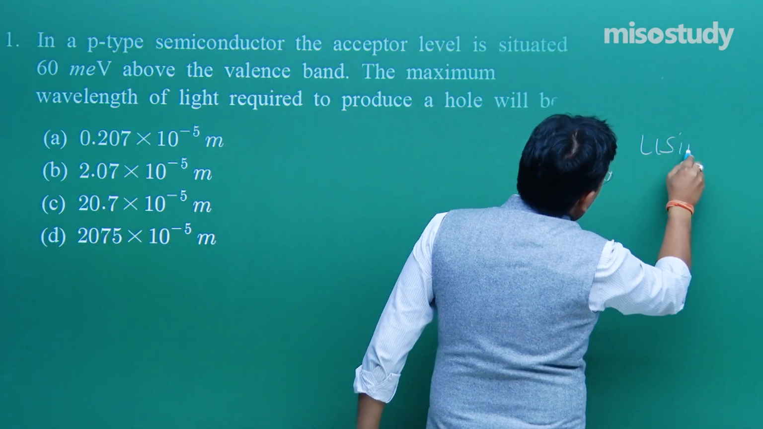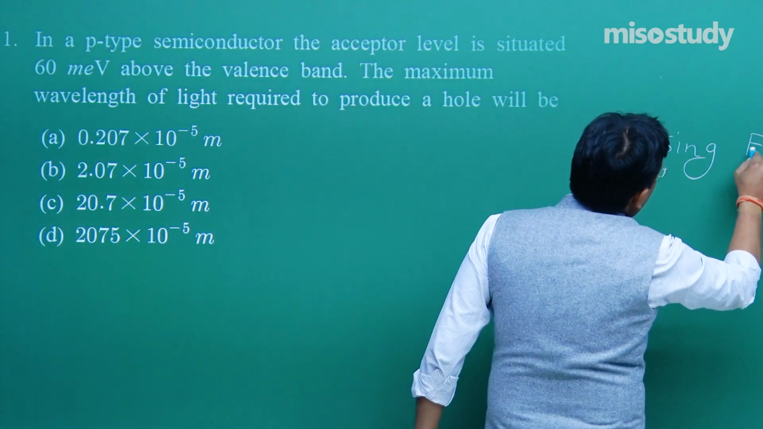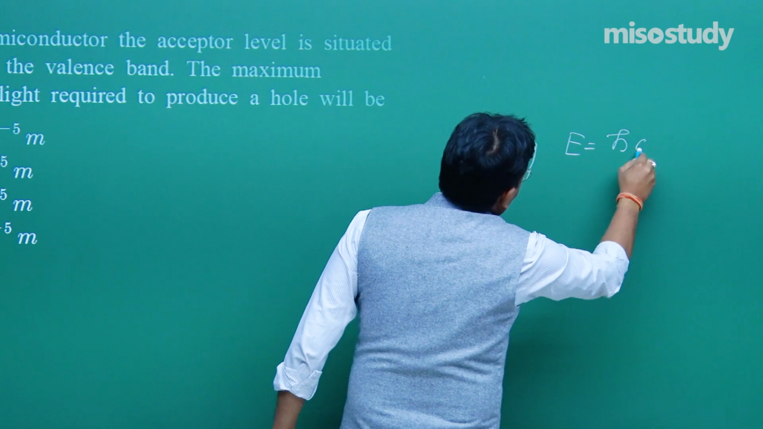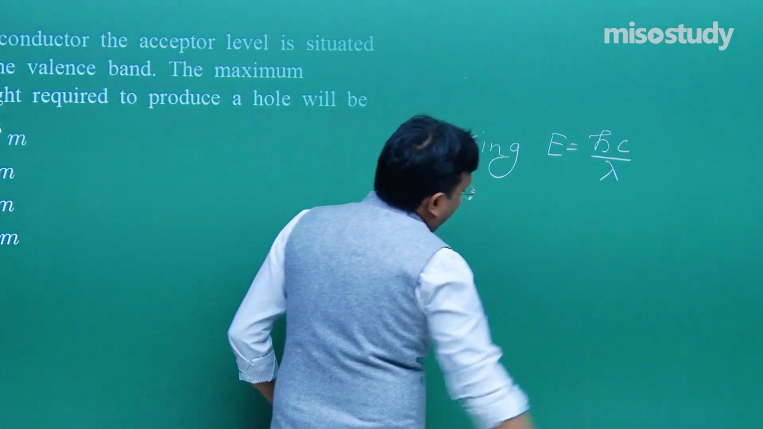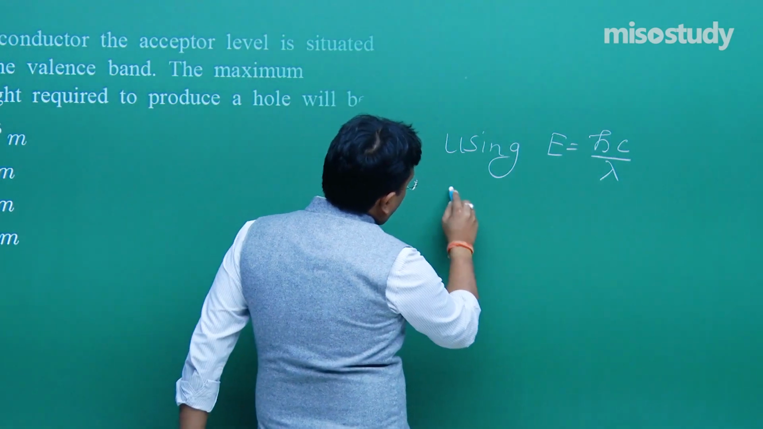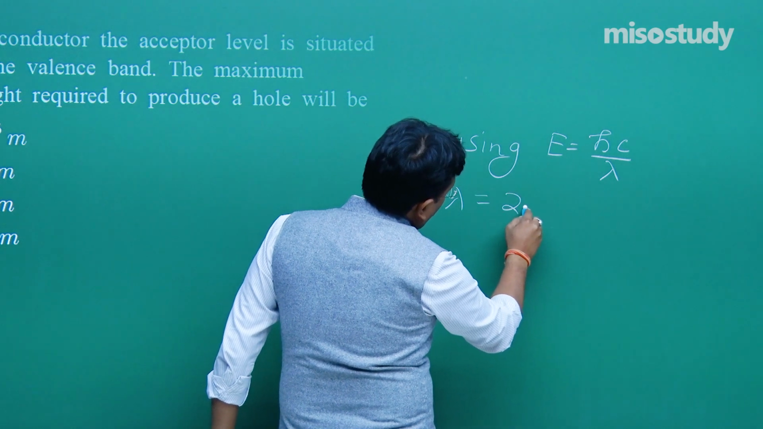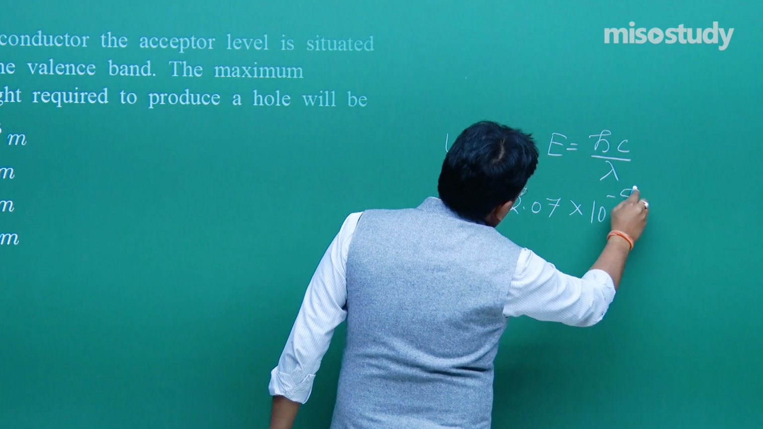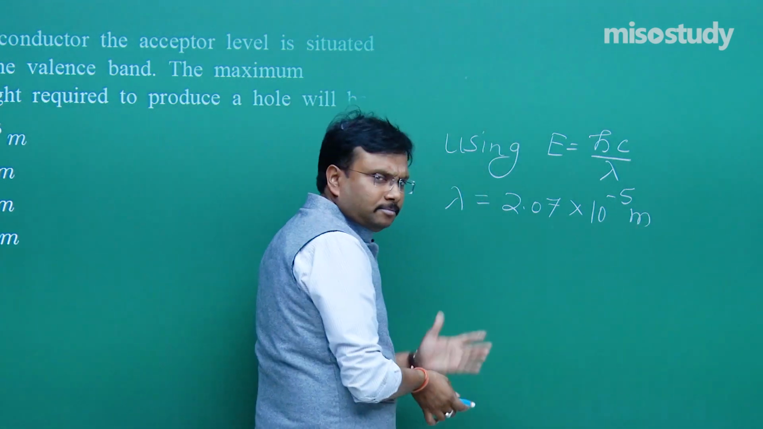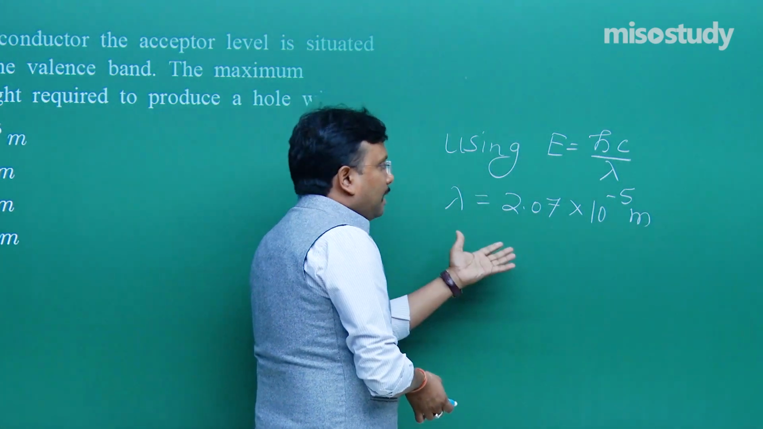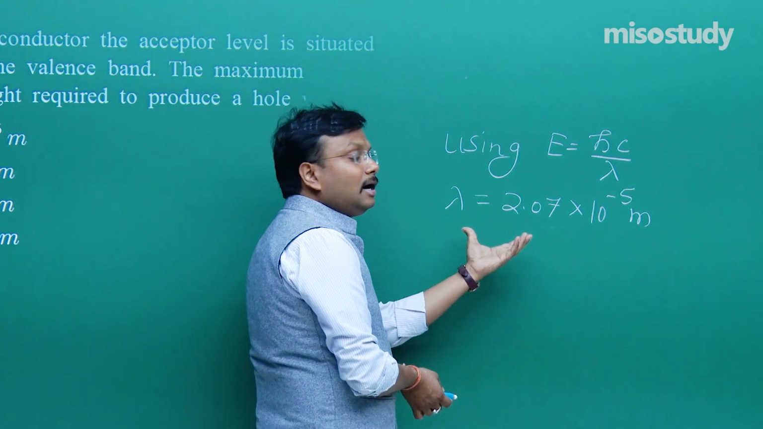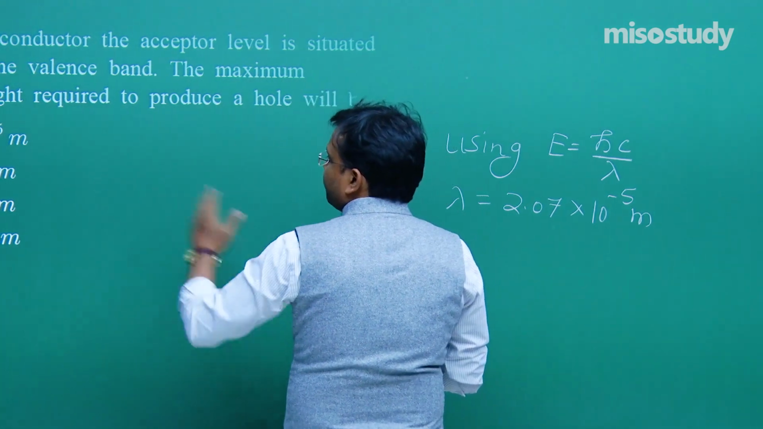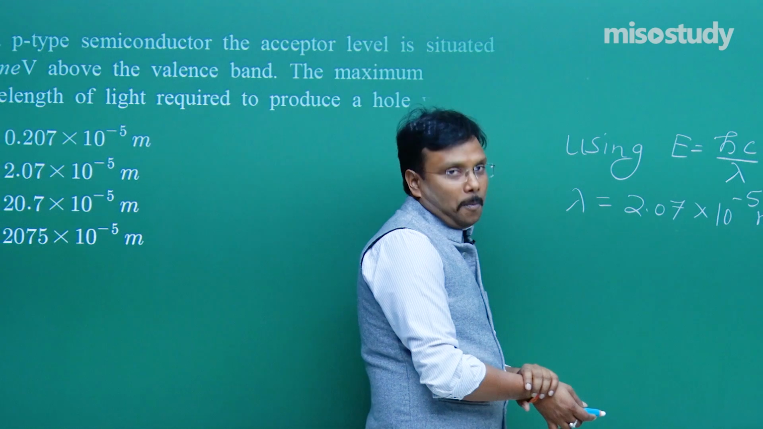Using E is equal to hc upon lambda, lambda is equal to 2.07 into 10 to the power minus 5 meter. Simply multiply, divide and get the result. So from here you can say B is the correct option.